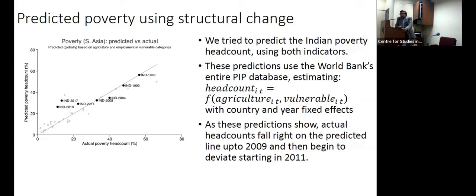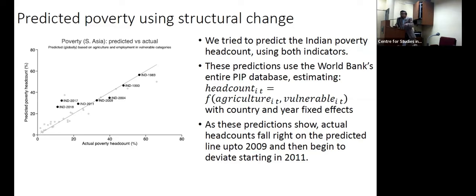So suppose, because this is a general audience and not just economists, I'll try to explain this in a more lucid, simple way. Suppose we run a statistical relationship between headcount ratio poverty and agriculture as a share of output, as well as vulnerable employment. Clearly, it will not explain everything. Like all statistical equations, it will estimate part of this relationship. But it would give us a certain relationship from these different countries and over time as to what is happening when agriculture share goes down, and what's happening when vulnerable employment is showing up.